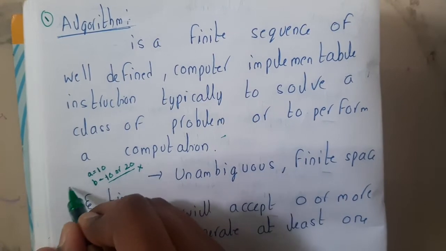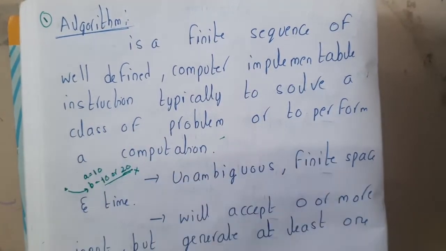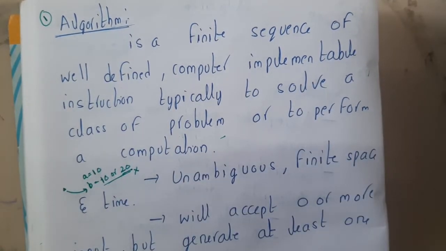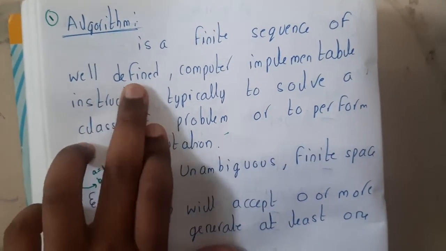So if a is equal to 10, then b is equal to 10. If not, b is equal to 20. In that way you can write conditions, but never give two options to a computer because it cannot understand things easily, right? That is the reason why the steps should be well defined.